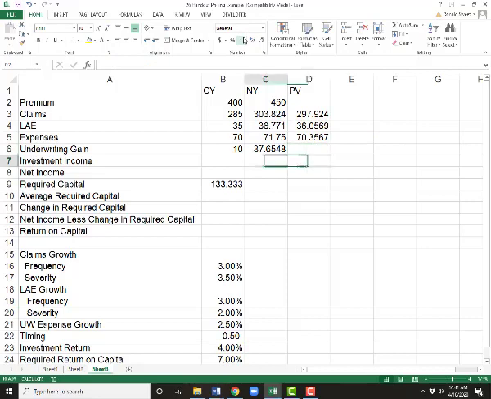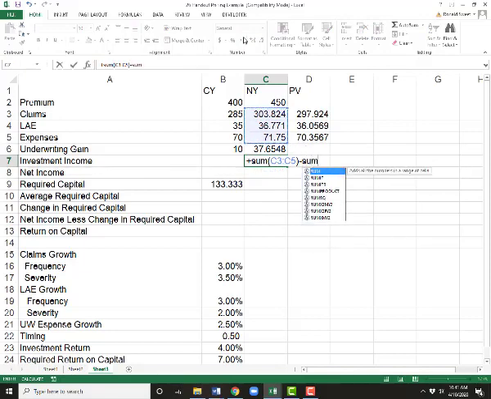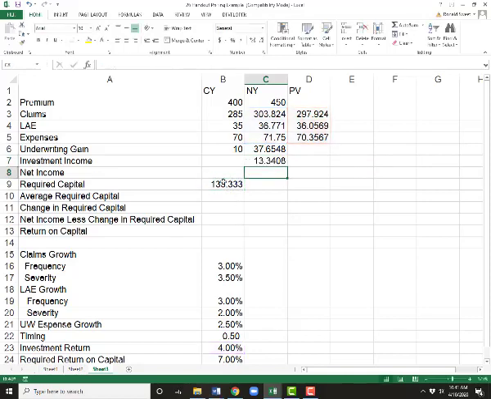And so our investment income is going to be the sum of the undiscounted claims, LAE, and expenses minus the sum of the present value of those, plus we're going to take the investment return times our beginning capital. There's our investment return. For net income, you just sum those two together. Our required capital is whatever our premium is divided by 3. Our average required capital is simply the beginning and the ending required capital divided by 2.